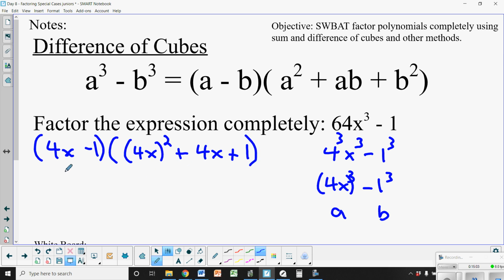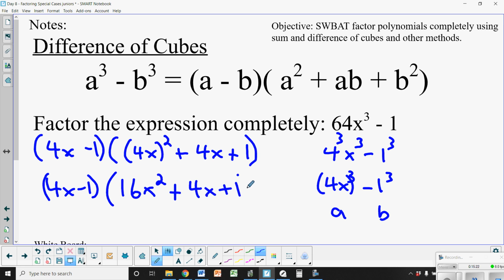So now the only thing we have to simplify is this (4x) squared. So we have 4x minus 1, and 4x times 4x is going to be 16x squared, plus 4x plus 1. And then this is my fully simplified answer here. I can't do any more simplifying from here.